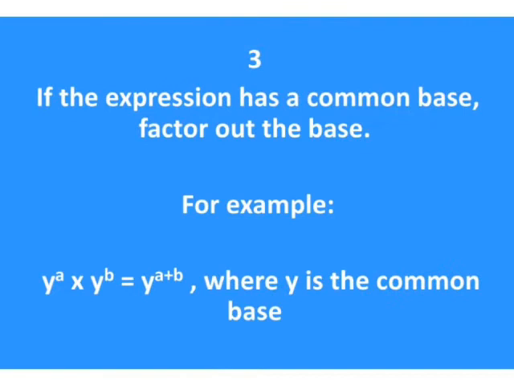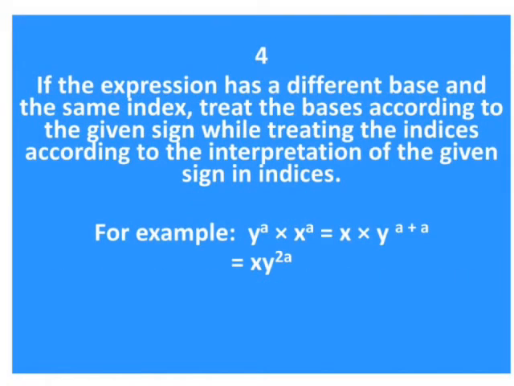Number 3, if the expression has a common base, factor out the base. For example, y^a times y^b equals y^(a+b), where y is the common base. Point 4, if the expression has a different base and the same index, treat the bases according to the given sign, while treating the indices according to the interpretation of the given sign in indices. For example, y^a times s^a equals sy^(a+a), which equals sy^(2a).